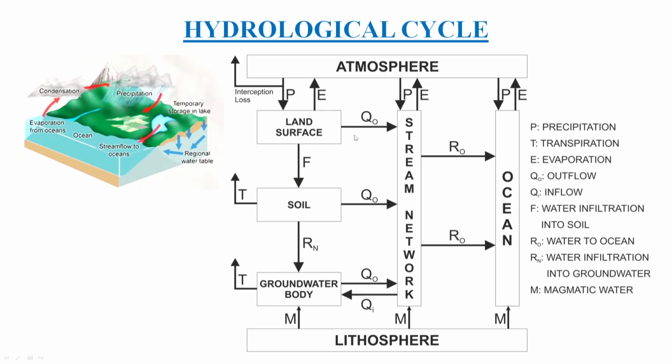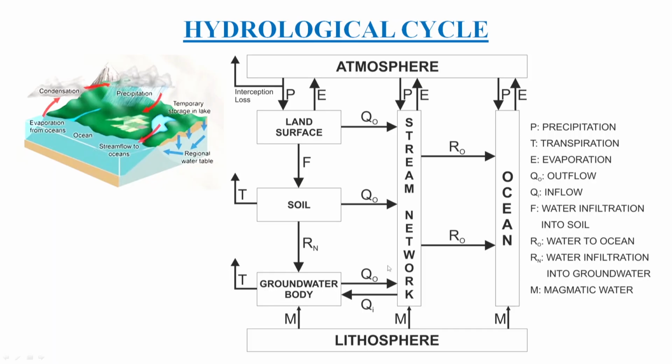Then from the land surface there is continuous outflow of water into the stream. Similarly, the outflow will be from the soil towards the stream, and there will again be an interconnection between the groundwater body and the stream water, with both outflow and inflow depending on whether the groundwater is influent or effluent, like we discussed.